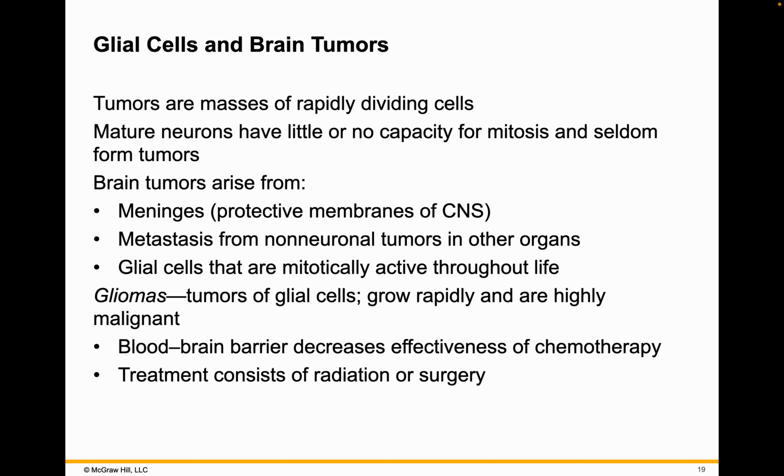Those glial cells are mitotically active throughout life. So a glioma is a tumor of a glial cell. They tend to grow rapidly, and they tend to be highly malignant. The blood-brain barrier decreases their susceptibility to chemotherapy, and treatment generally consists of radiation or surgery.